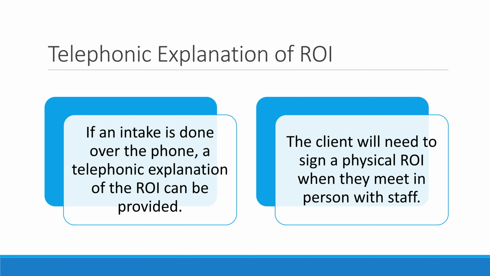If you are doing an intake over the phone, you can also provide a telephonic explanation of the ROI. You would fill the ROI out similarly to the way you do with an anonymous ROI. The staff would sign and date the witness line and then initial at the very bottom of that last page next to where it says the client received a telephonic explanation of this form. Once the client does come into contact with the staff in person, they'll need to sign a physical ROI.